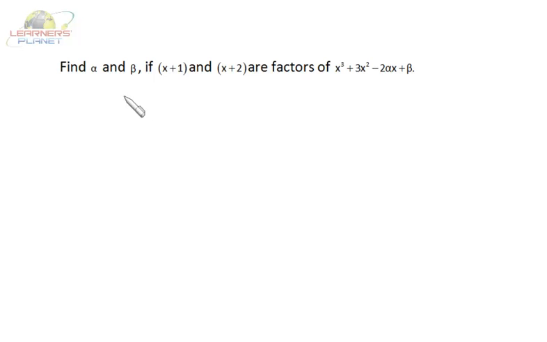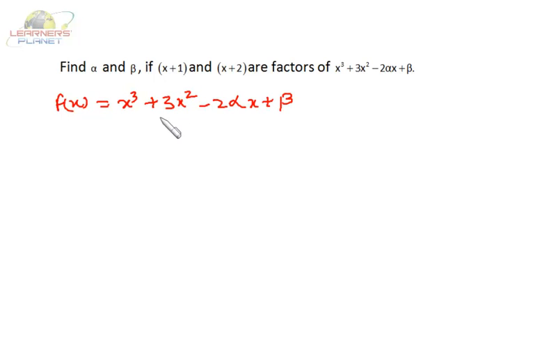Now in this question, we have to find out the values of alpha and beta if x plus 1 and x plus 2 are factors of this polynomial. So further, let's use the factor theorem. Let it be f(x). So f(x) is equal to x cube plus 3x square minus 2 alpha x plus beta.